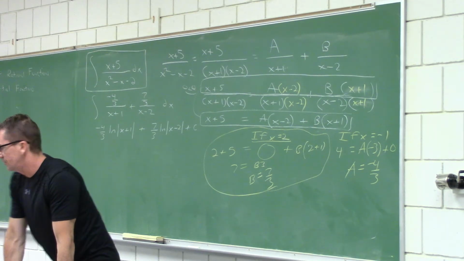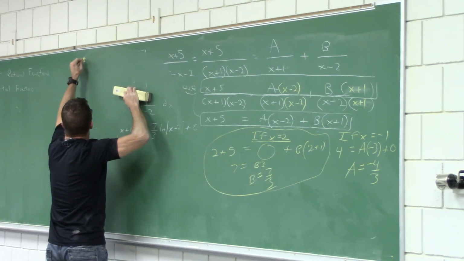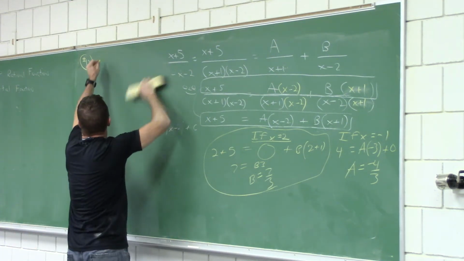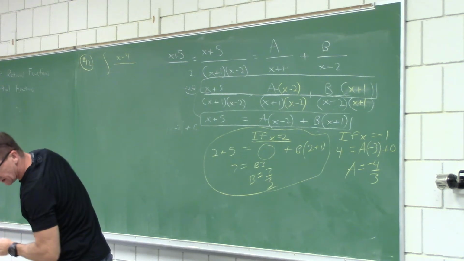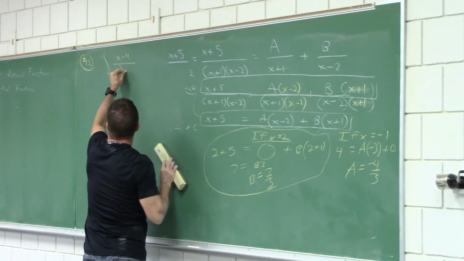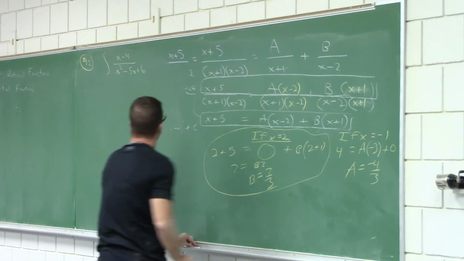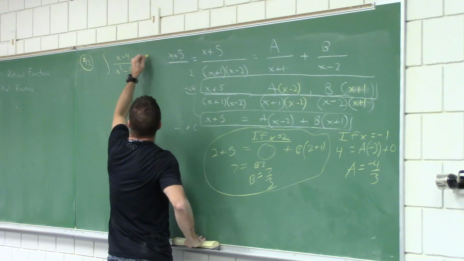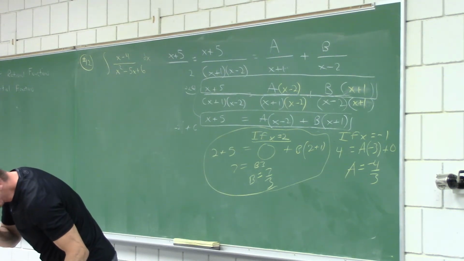This is number 12. That answer's not in the back of the book, is it? And they got an x minus 4, and that's all over x squared minus 5x plus 6. Oh, I forgot to write dx. And the limits of integration are just 0 to 1.